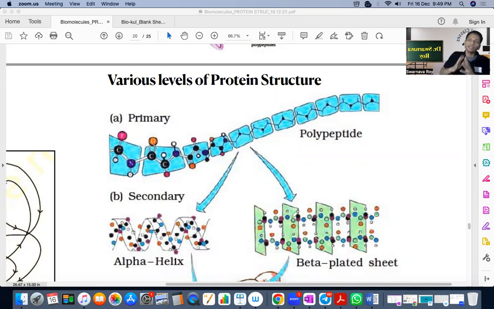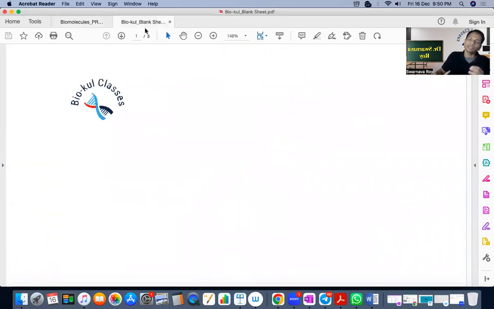Now, the protein has 4 different kinds of structures. After the primary structure, it has something called the secondary structure. So what is a secondary structure? Secondary structures can be 2 types. Let's try to draw the secondary structure. After the primary structures are formed, which is basically amino acids joined together forming peptide bonds, these can now take different kinds of folds.